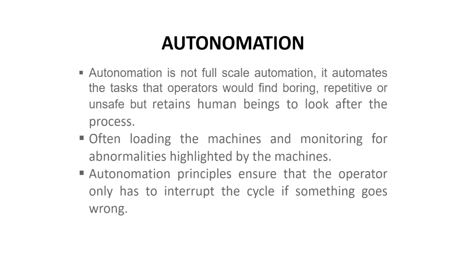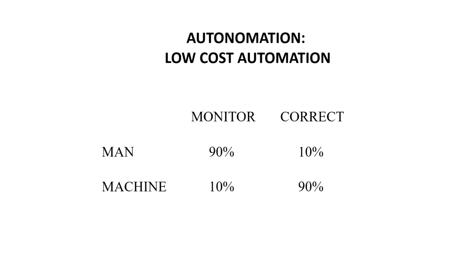Automation. Automation is not full scale automation, it automates the tasks that the operator would find boring, repetitive or unsafe, but retains human beings to look after the process. Often loading the machine and monitoring of the abnormalities highlighted by the machine, and correction is done by the human beings. Let us see this example. Suppose at a particular station there are two tasks, one is monitoring, second is correction. That means, the process keeps on working and there is a man who is monitoring whether work is being done right or not. As and when there is a problem, he will come, he will correct it.